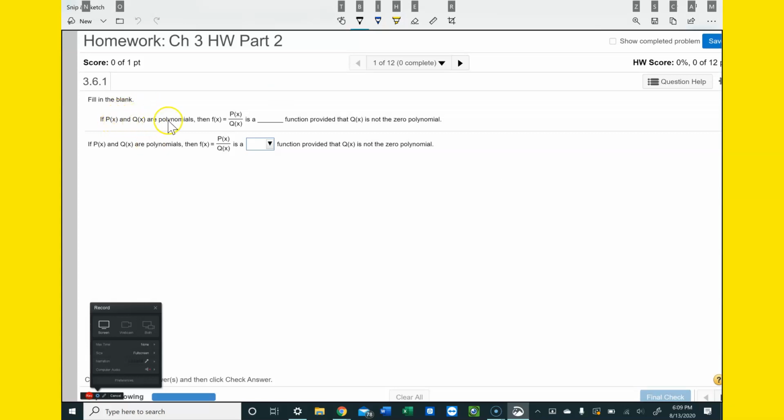If p of x and q of x are polynomials, then f of x equals p of x over q of x is a what? It is a rational function, provided that q of x is not the zero polynomial. So one polynomial over another, that's what defines a function as a rational function. And I think we talked about it before, that the word rational means that it will fit into our minds, that our rationality can grasp it. So anything that can be written as a fraction is rational and can be classified that way. So that's why these are written as a fraction. They're called rational functions.